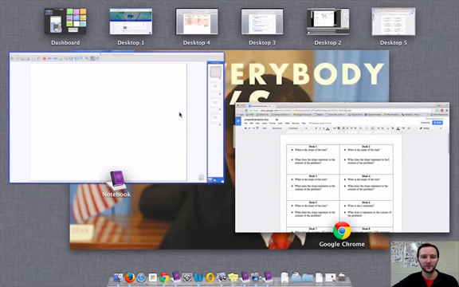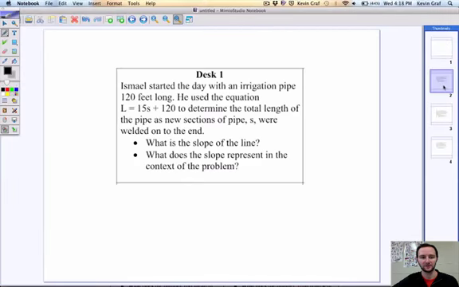Okay, so if me and my partner are moving around the room and we get to this one, we would first read the card. So it says, Ishmael started the day with an irrigation pipe 120 feet long. He used the equation L equals 15S plus 120 to determine the total length of the pipe as new sections of pipe S were welded onto the end. What is the slope of the line? What does the slope represent in the context of the problem?